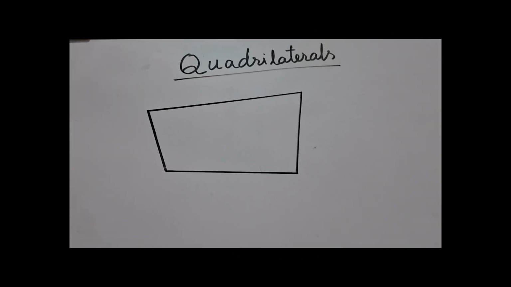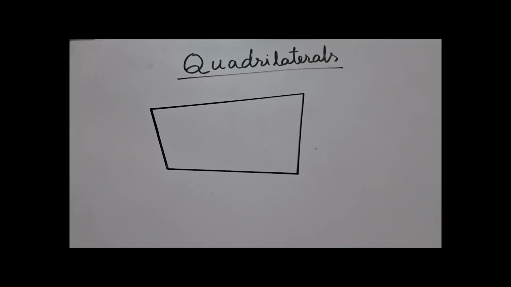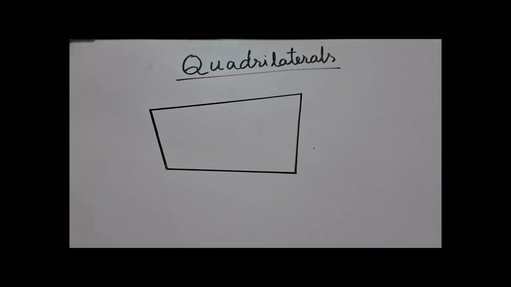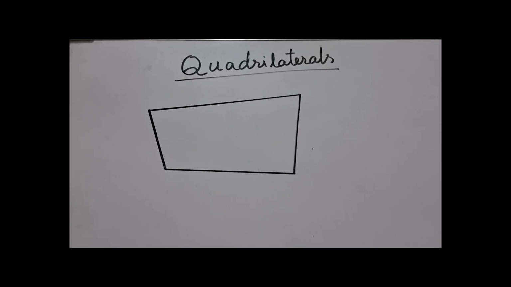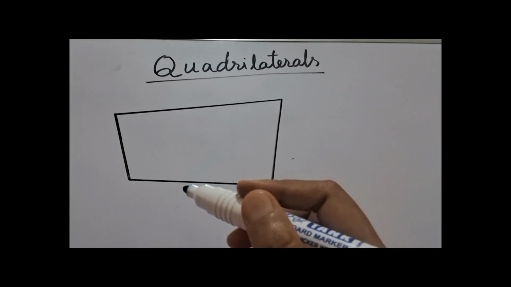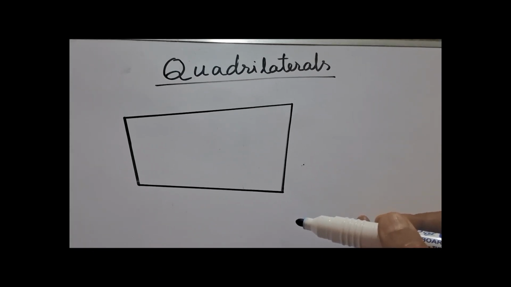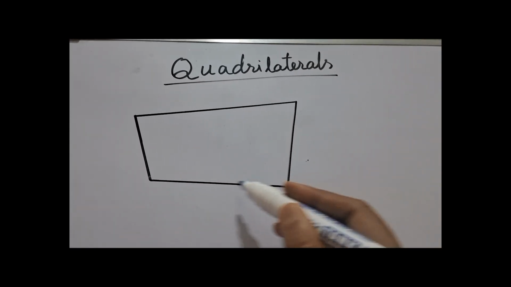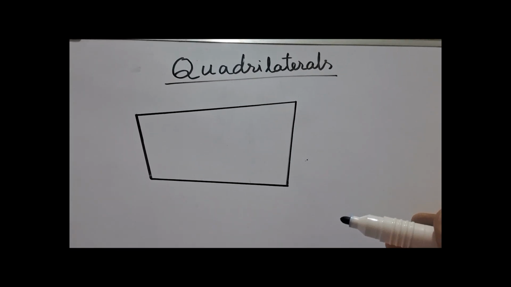Hello children. In the previous class, we have learnt about three-sided polygon, that is triangle. Now in this class, we are going to know about four-sided polygon, that is quadrilaterals. Coming to the definition of quadrilaterals, a polygon which is made of four sides, that is quadrilateral.